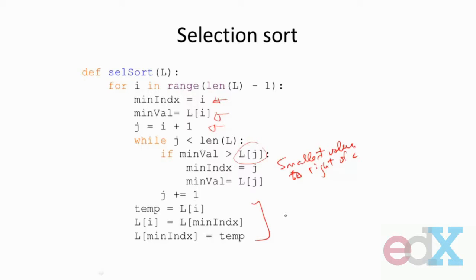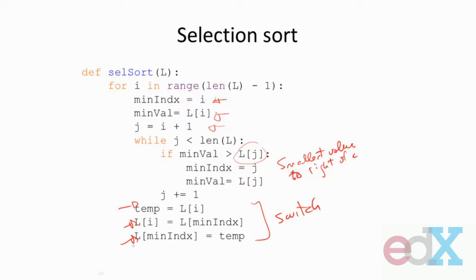Then down here, I just do a switch. And I have to be careful. I'm going to temporarily hold on to the value at the ith location of the list, using temp, right there, so that I can take the thing at the minimum location, put it into i, and then take that temporary thing and put it there.